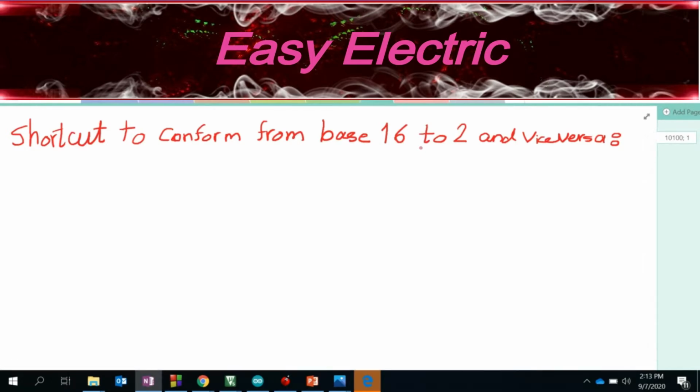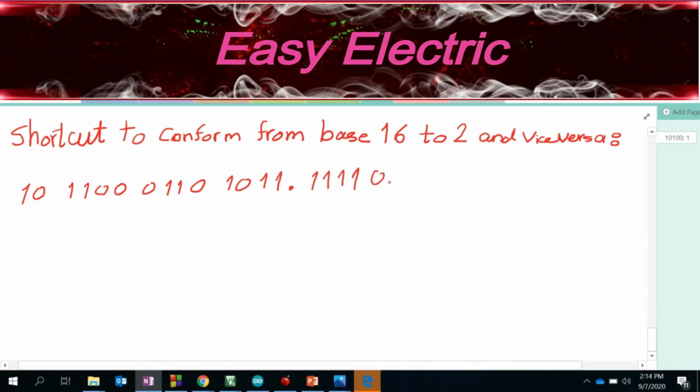So let's have these examples. So you have this number which is 1 0 1 1 0 0 0 1 1 0 and 1 0 1 1. It has a point. Then on the right side of the point you have 1 1 1 1 and also 0 0 1 0. So this number is in base 2. You need to convert that number to base 16.